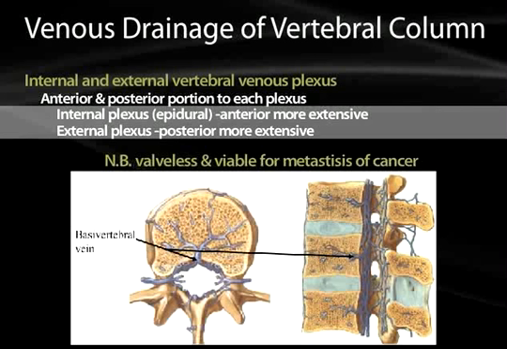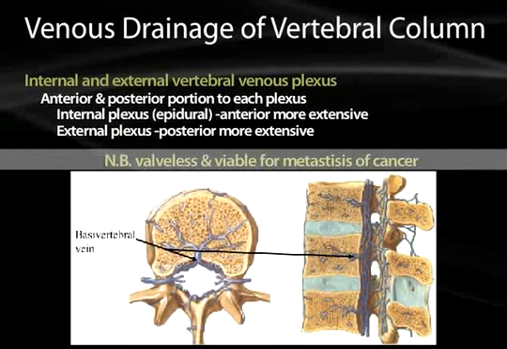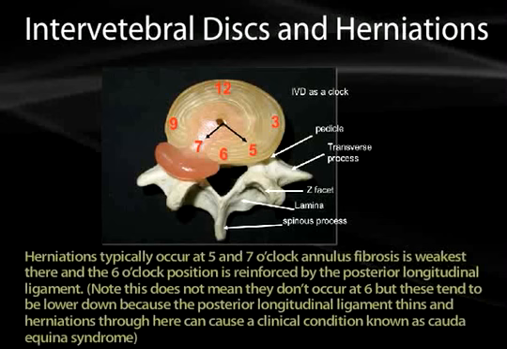This can sometimes be compressed when there's a compression fracture, and that can cause a necrosis. The clinically important factor about this venous plexus is that it's valveless and therefore a viable pathway for metastasis of cancer. So you'll oftentimes get pelvic cancers that will then metastasize into the vertebral canal and can make their way up through into the spinal cord or into the brain.